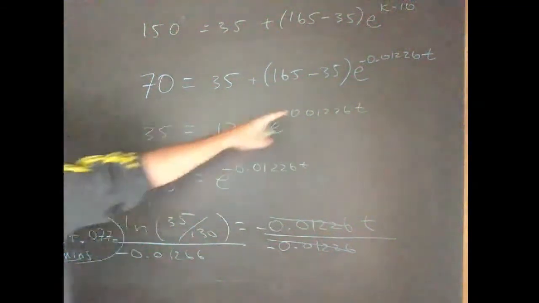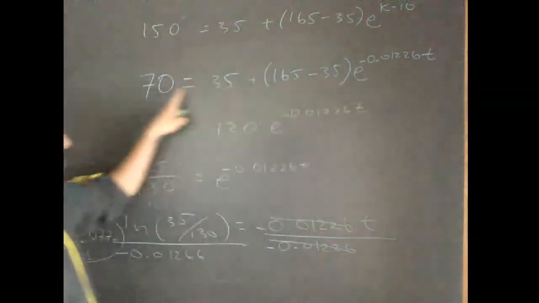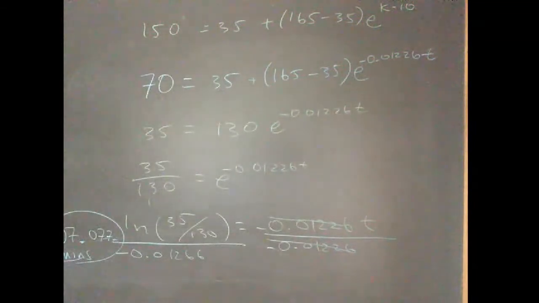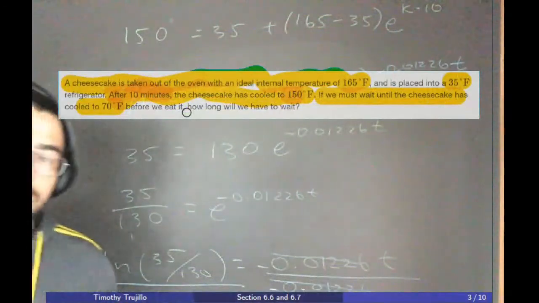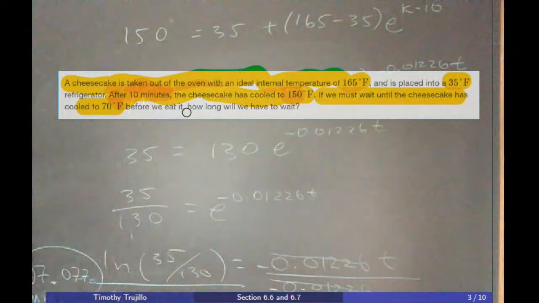So what did we need to plug into here in order to get an output at 70? Well, it was 107 minutes. If you're wondering in terms of hours, that's 1 hour and 47 minutes, so almost about 2 hours. So we now have the answer to our question. Based on Newton's law of cooling, we're going to have to wait about 2 hours after we take that cheesecake out of the oven in order to eat it at 70 degrees.